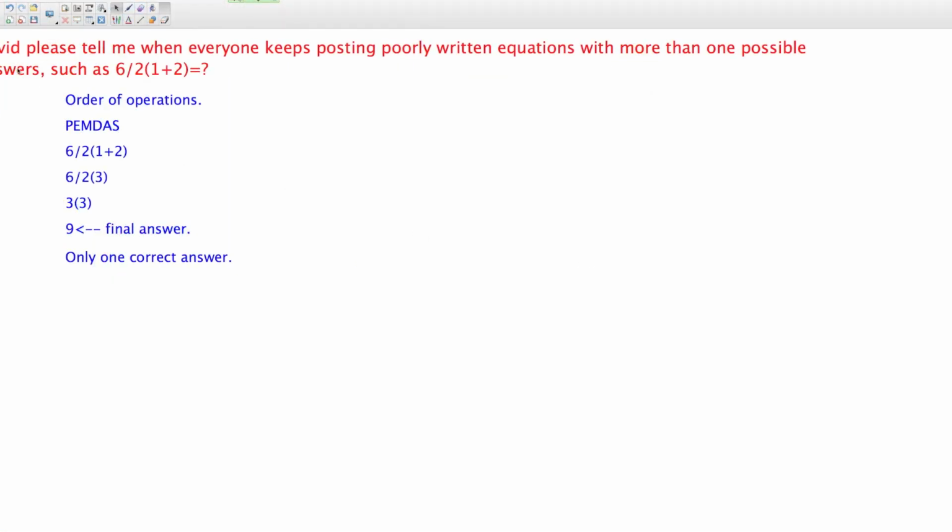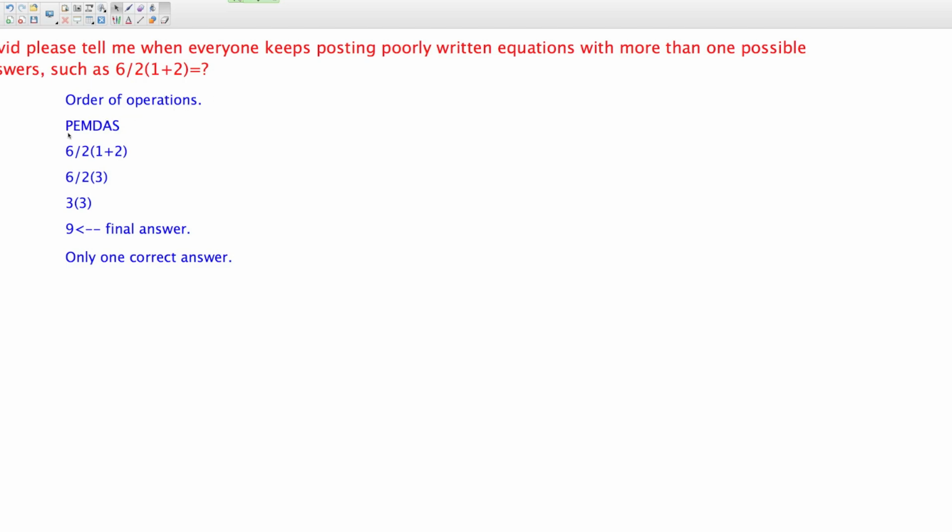In the red here is the post that was put to my wall. It says, David, please tell me when everyone keeps posting poorly written equations with more than one possible answer, such as 6 divided by 2 times the quantity 1 plus 2 is equal to question mark. Now, I guess the way this is written, it is an equation because it has an equal sign in it. But typically, we treat this and call this an expression. We need to evaluate the expression using the order of operations.